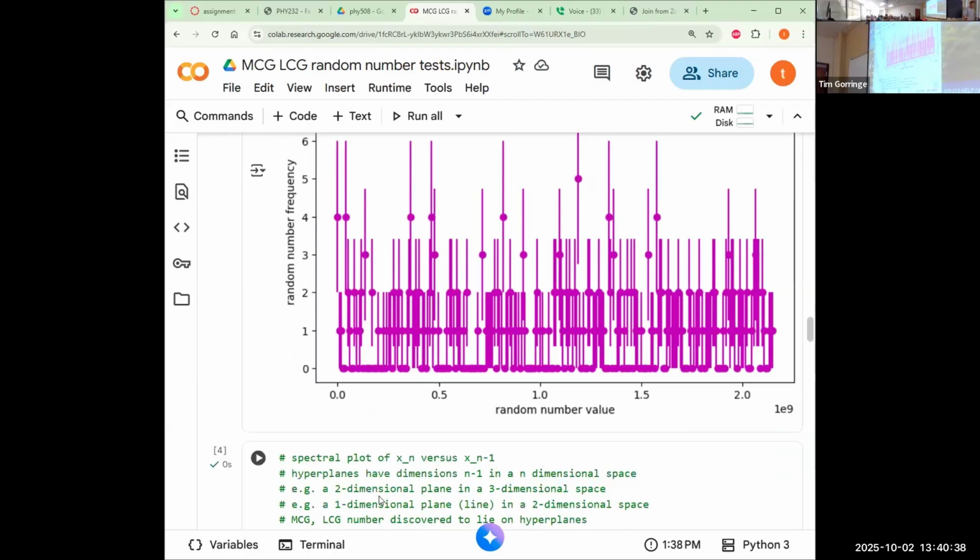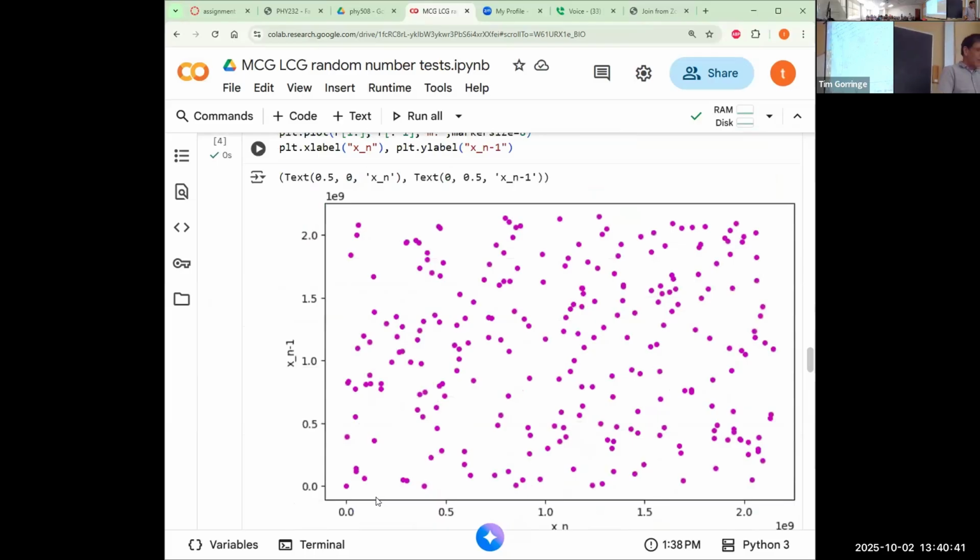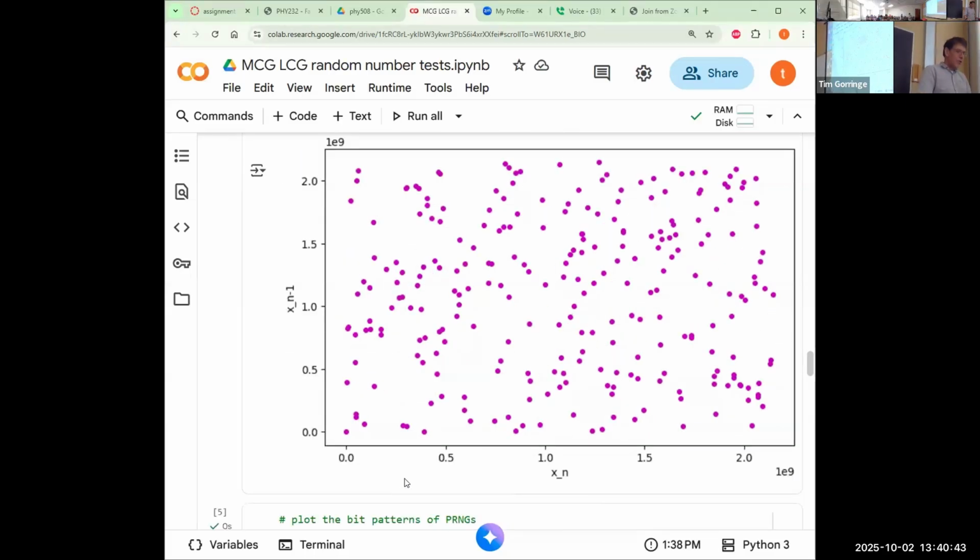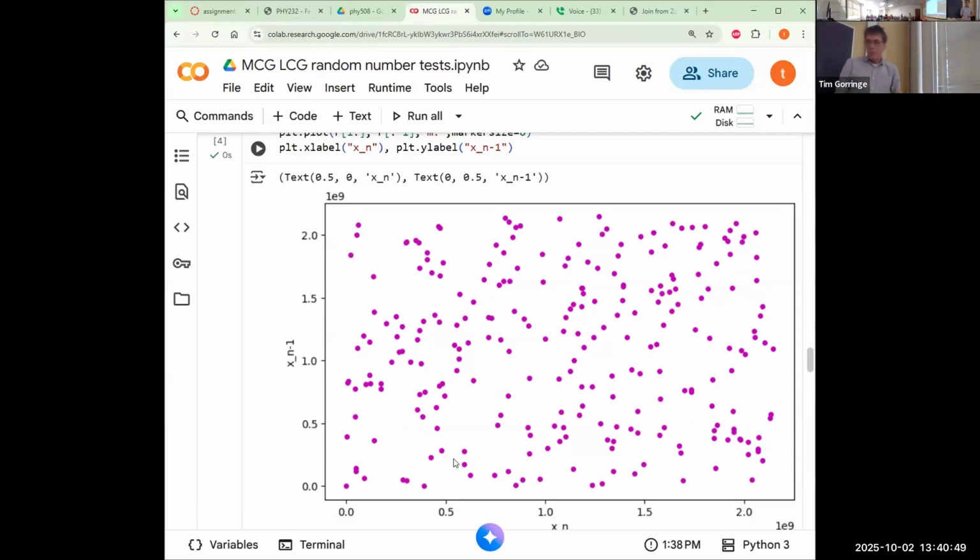But there did emerge a problem. I don't think we'll see it on this one. It's related, but we're going to talk about it in the next class. If you were to plot the next random number and the current random number on a scatter plot, the horizontal axis is xn, the previous random number, and the vertical axis is the current random number.